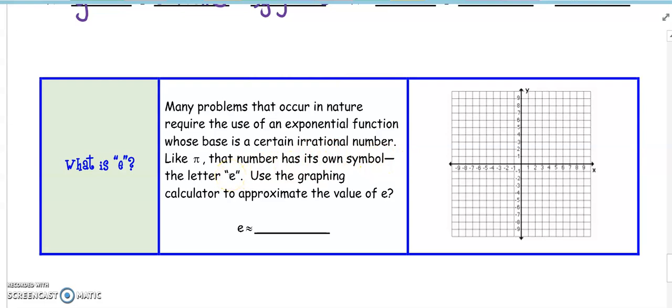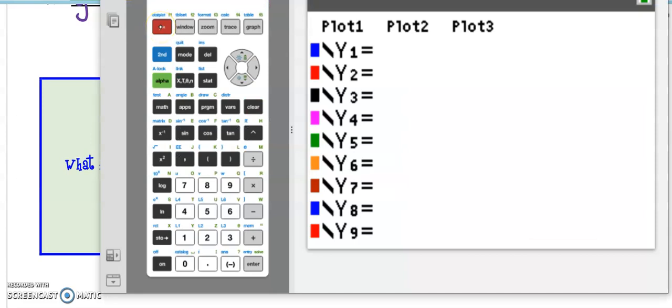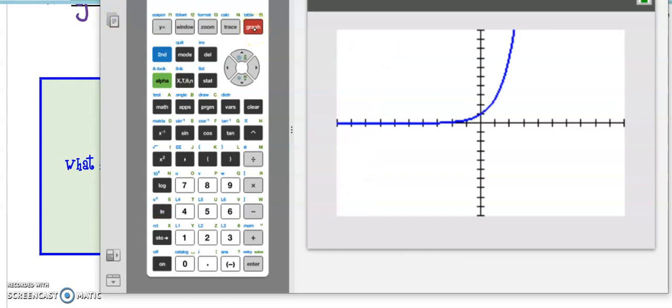And what I want us to do is use the graphing calculator to approximate the value of E. So I'd like you to go into your calculator, into y equals. Right above the ln button is the e to the x button. So go ahead, hit second, ln, that'll give you the e, and then type in x. And let's graph that. That gives me an exponential graph.